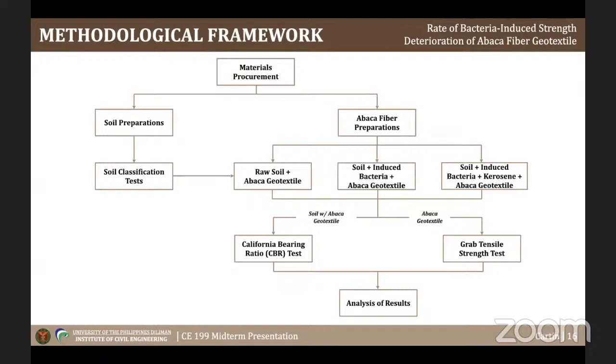The second case would be soil induced with bacteria and added with geotextile. This is the more realistic setup wherein the natural soil condition is simulated through the addition of a known bacterial solution. Lastly, there will be soil induced with bacteria and embedded with kerosene-treated abaca geotextile. This is to observe whether treatment of geotextile will strengthen and prolong its service life and increase soil reinforcement.